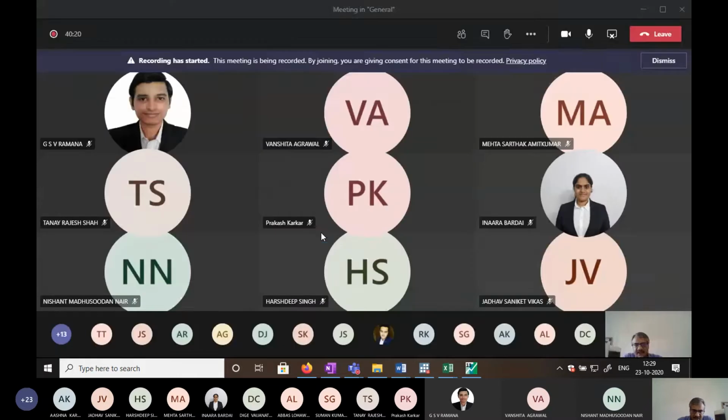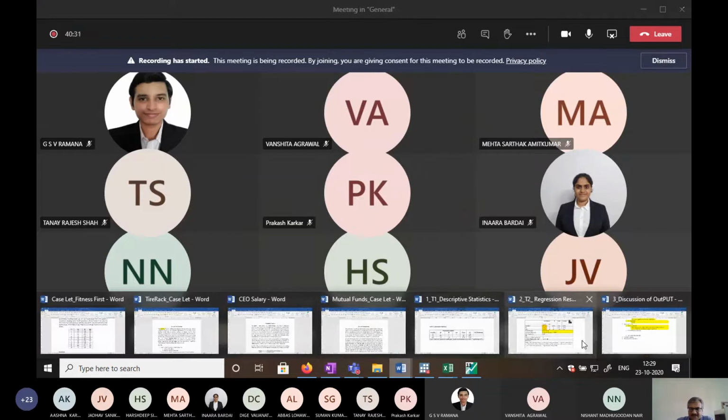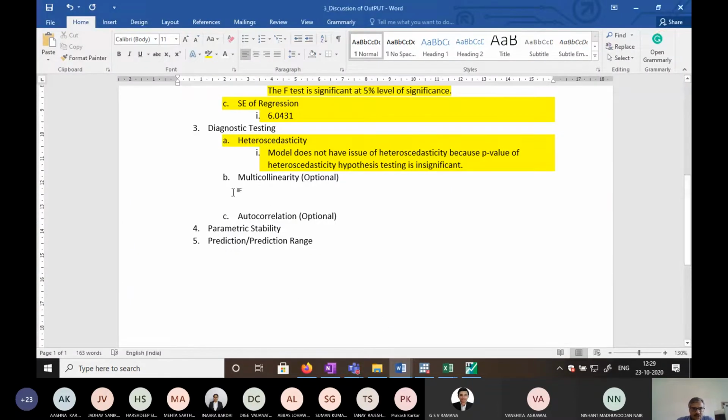Anyone has any clarification? Anyone needs any more clarification? Is it okay? So I'll say there is no problem of multicollinearity in the data.